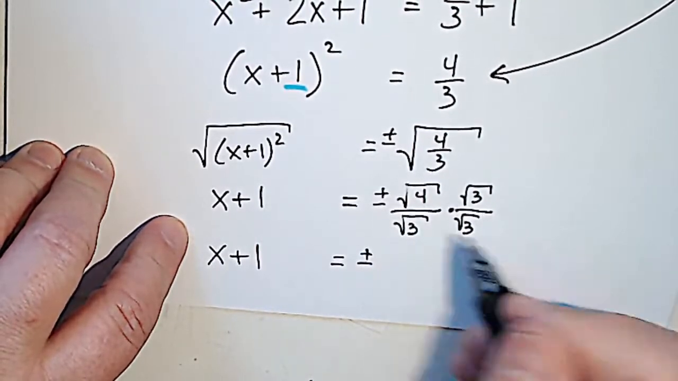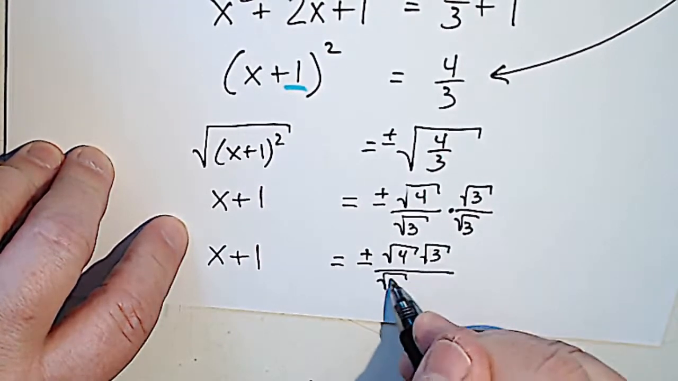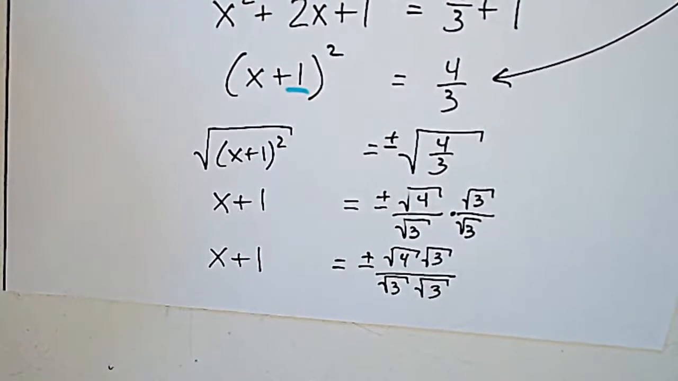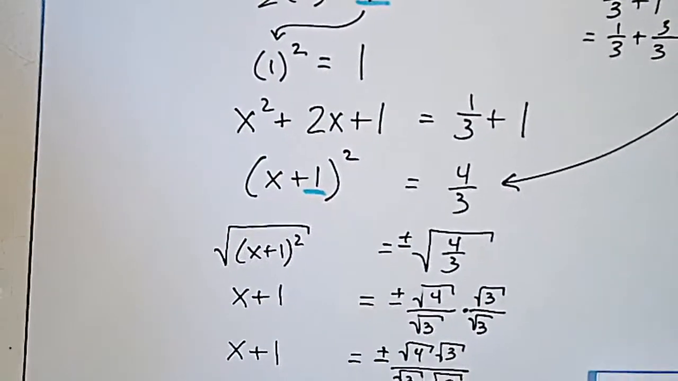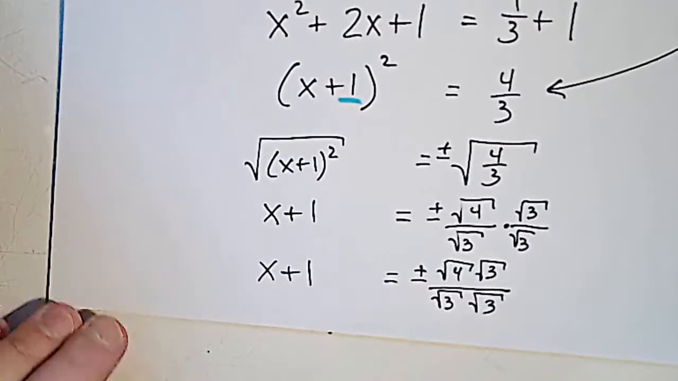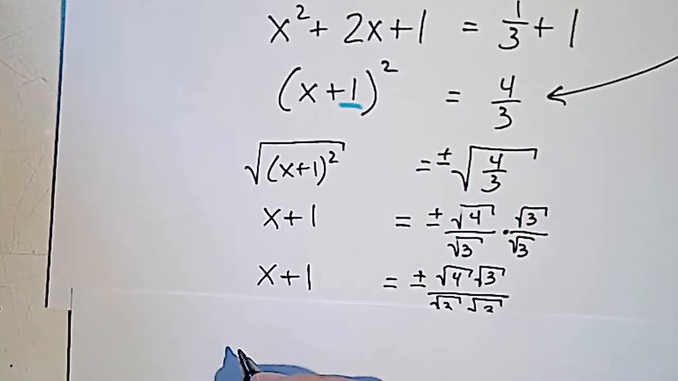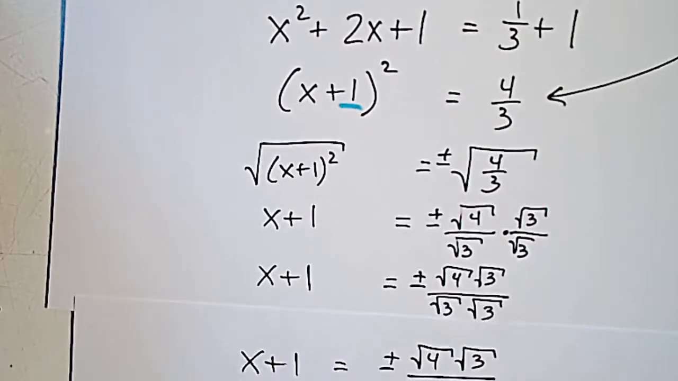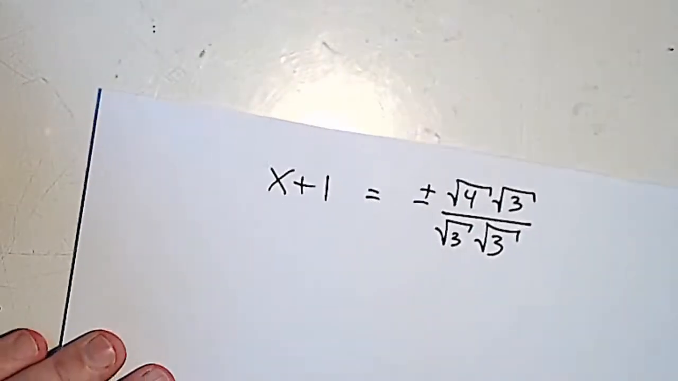Plus or minus. Now, up top, I've got radical 4 times radical 3. Down on the bottom, I've got radical 3 times radical 3. And thank goodness, I also have a hefty supply. Wah! Oh my goodness. See what happens? We start rationalizing the denominator and the camera falls, and man, this stuff is evil. So this is my next page. I've got x plus 1 equals plus or minus radical 4 times radical 3 all over radical 3 times radical 3. See, same exact thing. So let's move over here.